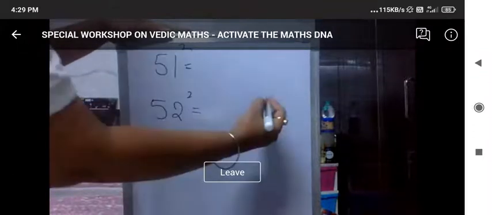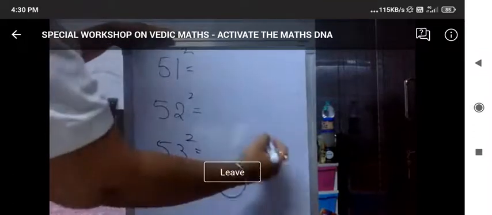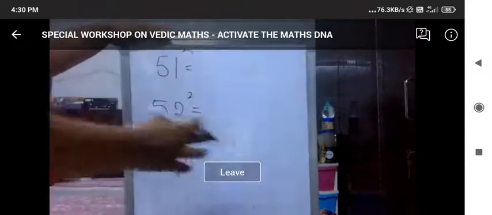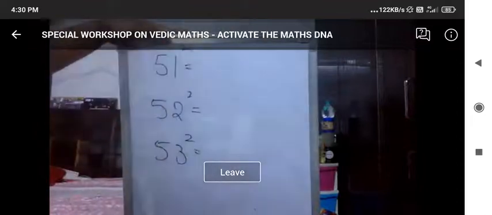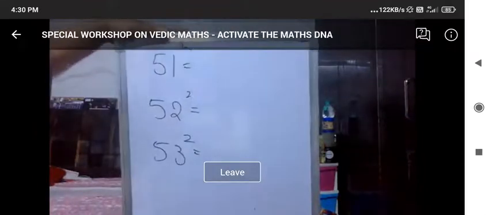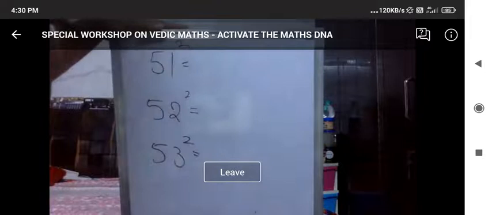2 square is 4 and 3 square is 9. I'm not writing it, I'm just showing it. So 1 square is 1, 2 square is 4 and 3 square is 9. But I have to satisfy the place value as well.